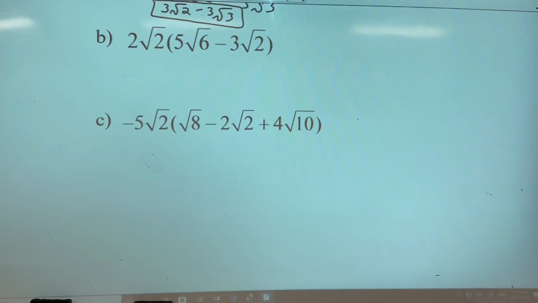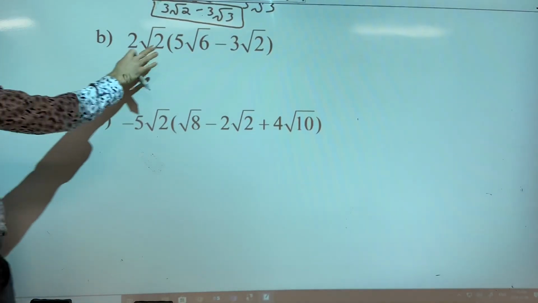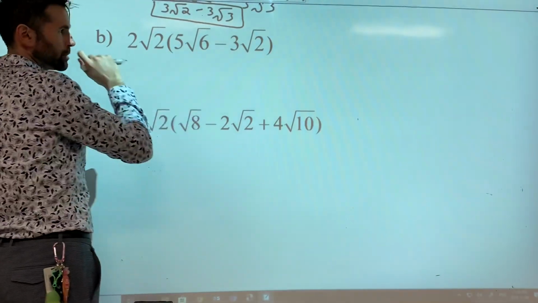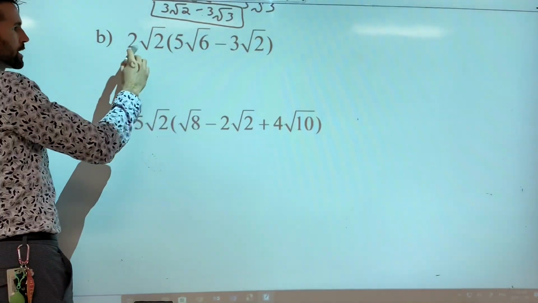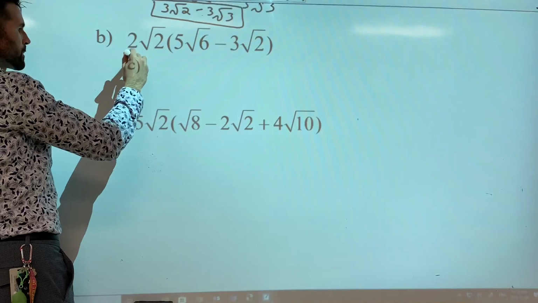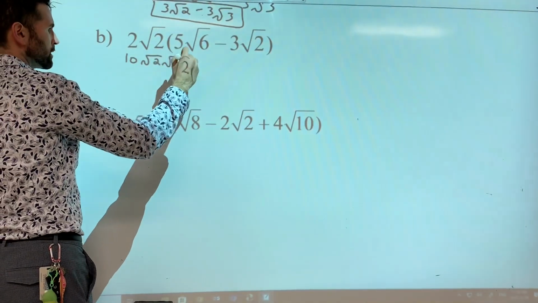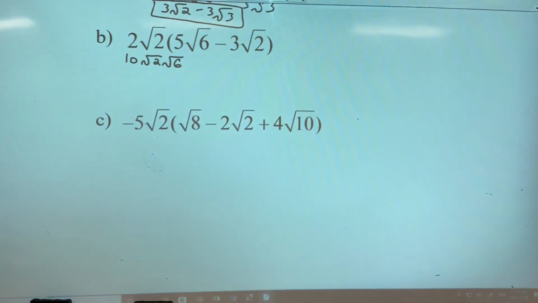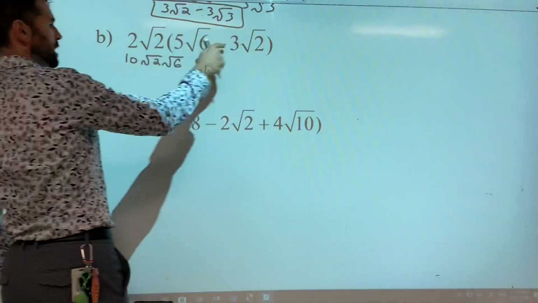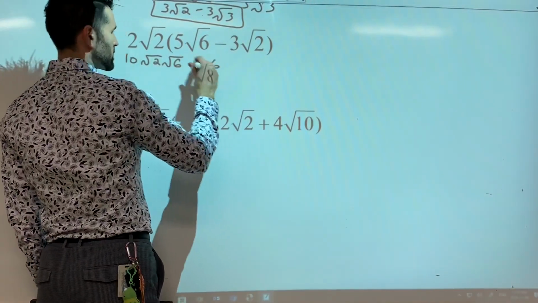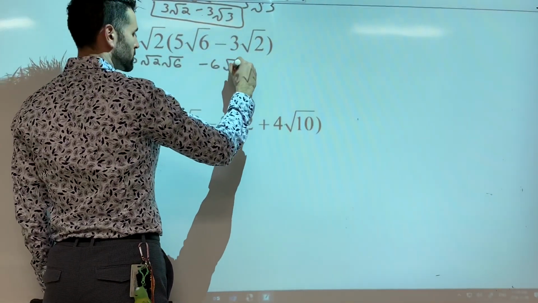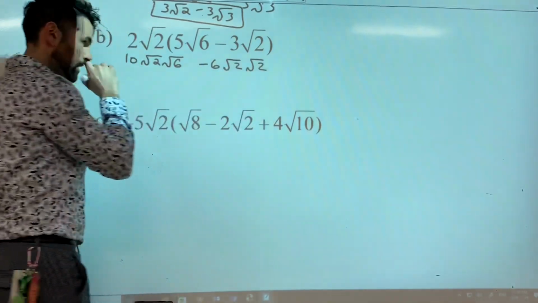For B, we're still going to distribute in the brackets, but now we have a coefficient and the radical. Okay, so you'll be multiplying coefficients, and if possible, you'll be multiplying radicals. Okay, so 2 times 5 is 10. Square root 2 times square root 6, I'm just going to write it like that. Is that okay? Okay, alright, just making sure. 2 times negative 3 is negative 6, and then I'm going to write square root 2 times square root 2. Like that.